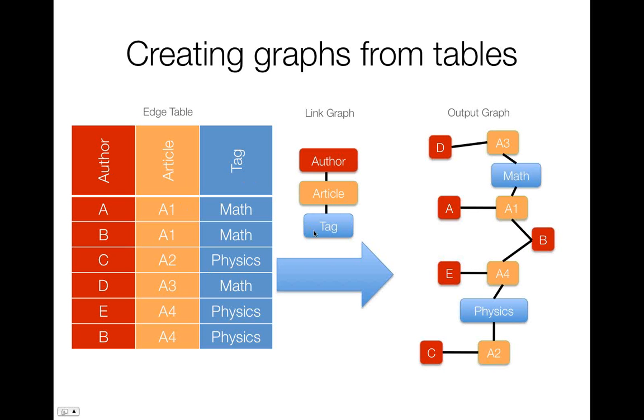And now for every row in your table, you're going to make 2 links. You're going to make a link between that author and article, and that article and tag. So now your output graph really has 3 types of things in it: articles, authors, and tags, and they're all linked together if there's any row that contains both of them together. So for example, the first row would turn into a link between A and A1, and A1 and math.